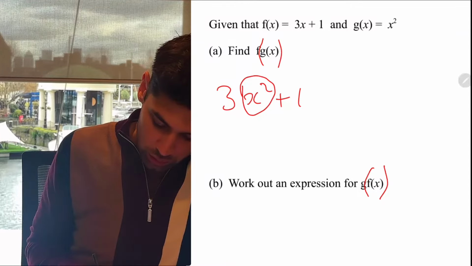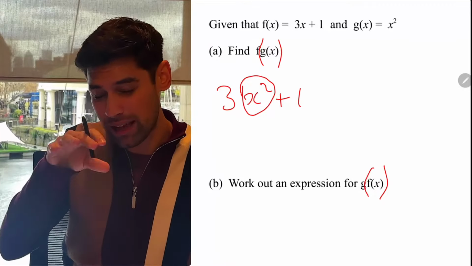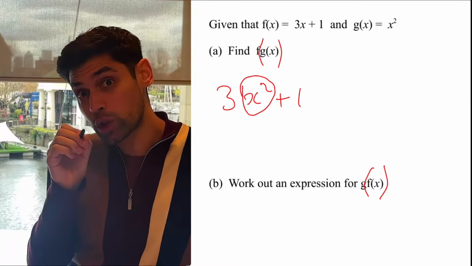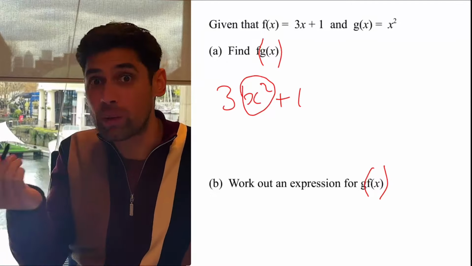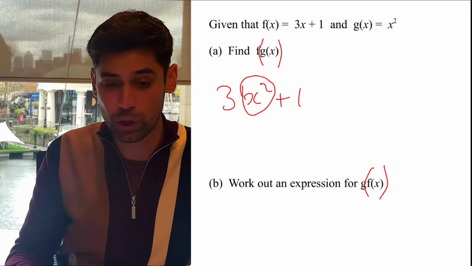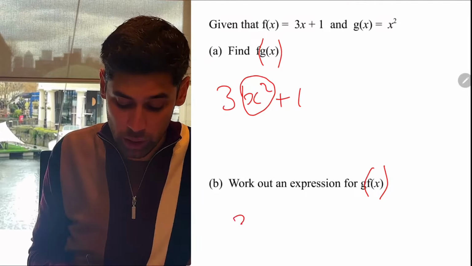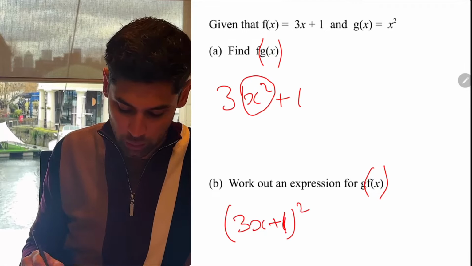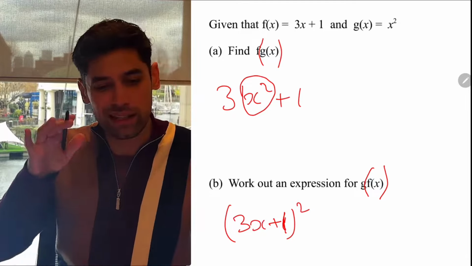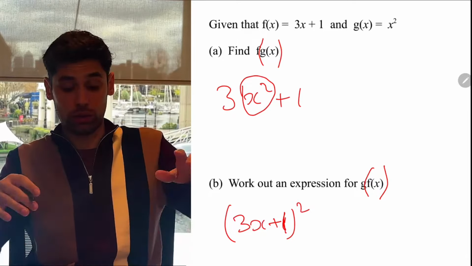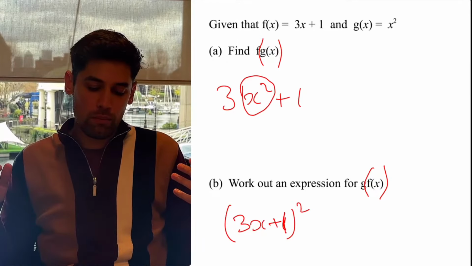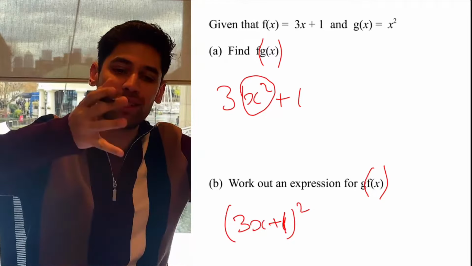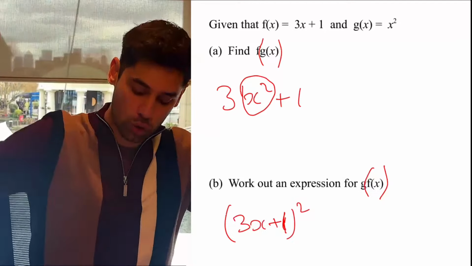When I say that, it's instead of writing x, as soon as you go to write x, write what we're subbing in instead. So here for g of x we would be writing x squared. Instead we're going to be writing 3x plus 1, squared. So that's the expression. We're taking the entire f of x function, 3x plus 1, plugging it into g of x, which is x squared, so it's going to be the f of x function squared.